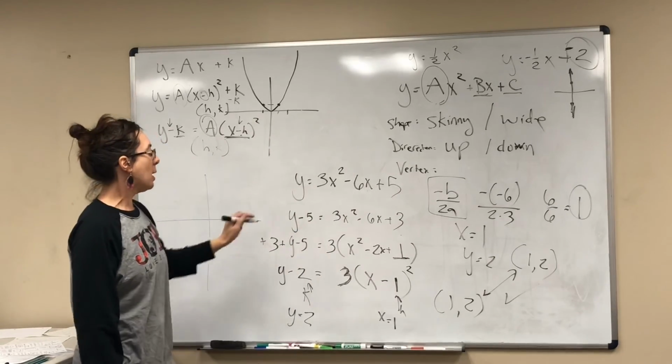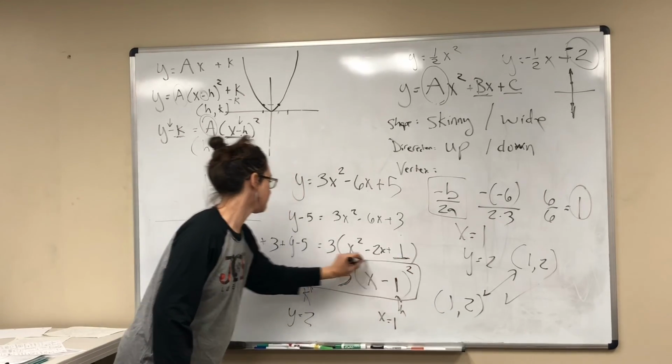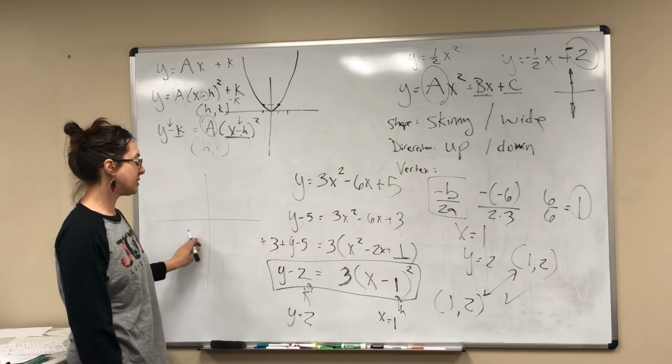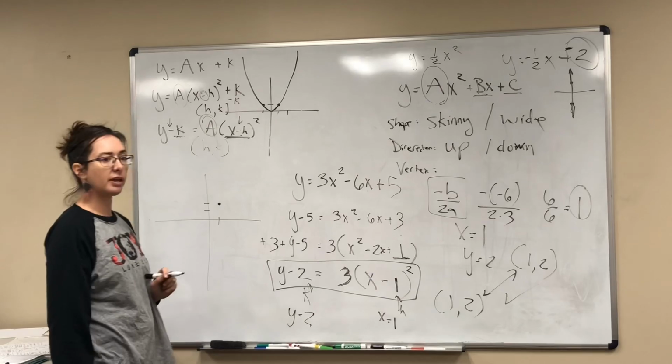But now that I have my vertex form right here, I know my vertex is 1, 2. So I'm going to go 1, 2. So this is where I'm starting.